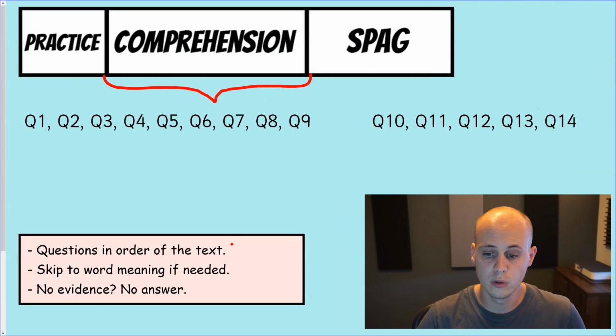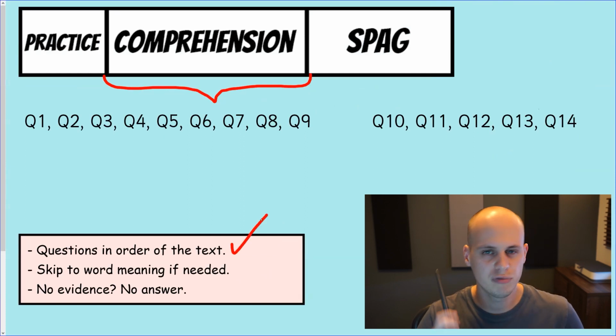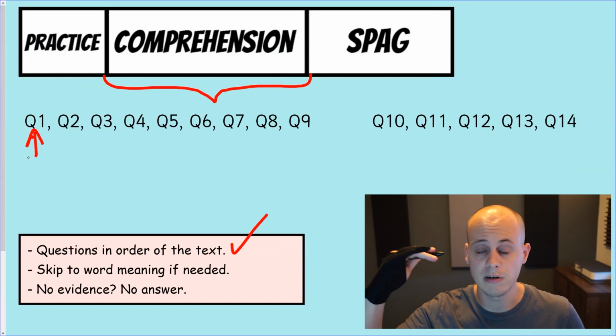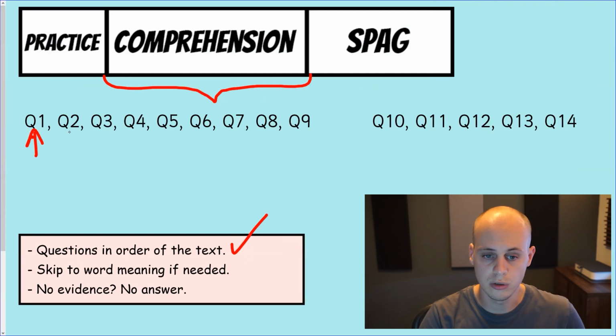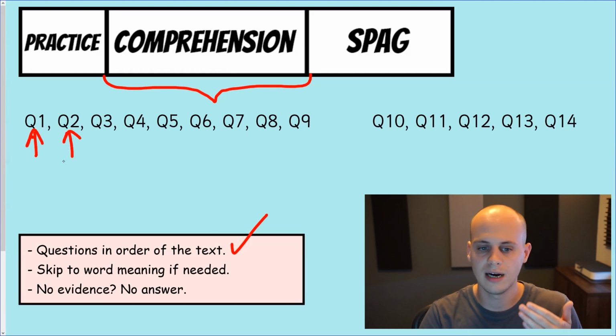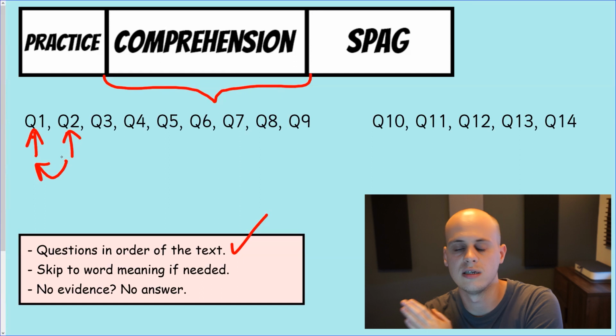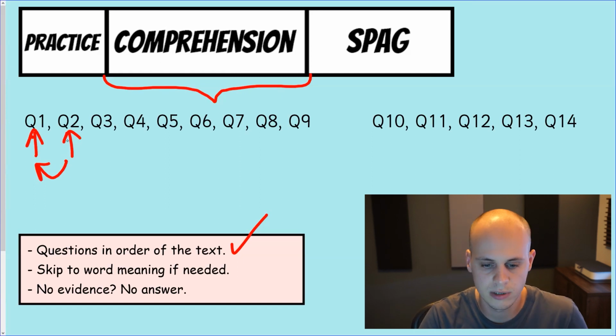Firstly, questions are in order. Generally, you might have one or two that break that pattern, but they are pretty much always in order of the text. And what I mean by that is question 1 will be asking you something about the very beginning of the text. Question 2, the answer or the evidence that you need to support that answer would generally come after where you found question 1. So use that to your advantage in terms of saving a bit of time looking for the answers to questions.